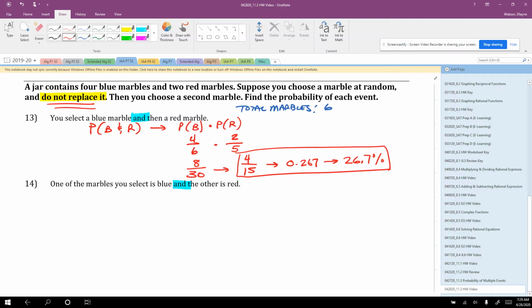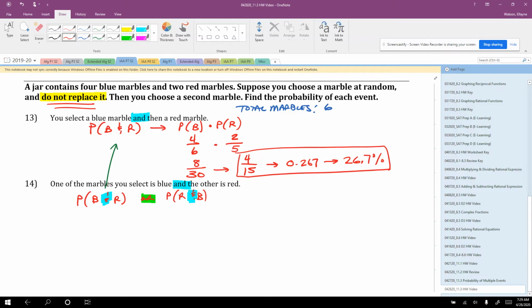It's saying you pick a marble, you don't replace it. You pick another marble. What is the probability the 2 marbles you now have in hand, one is blue and one is red? So you have to take into account 2 scenarios here, right? You have the probability that you pick a blue one and then a red one, which is what we just did right up here. But then you also have the probability that you pick a red one and then a blue one. Okay, so the and part is right here, right? The reason why it's or, again, guys, is because there's 2 scenarios where this and can happen.